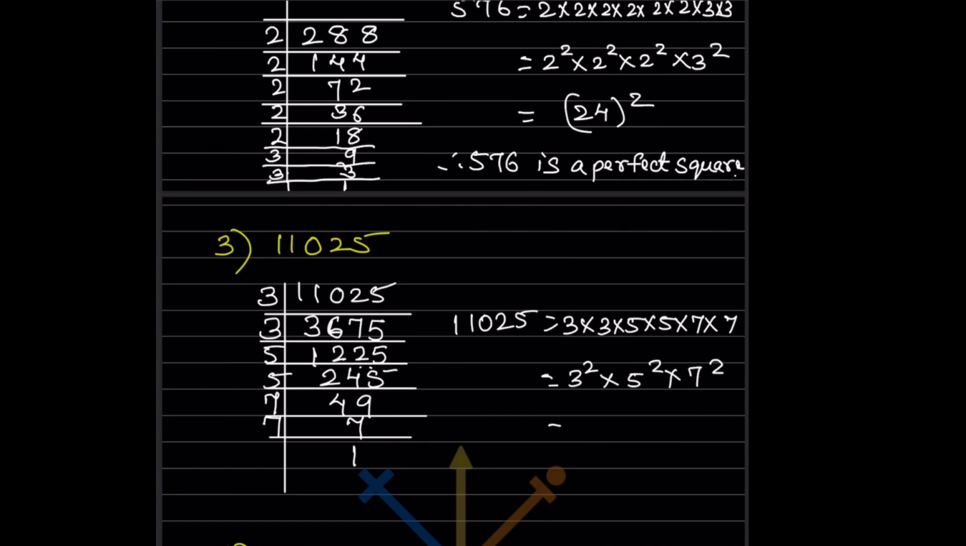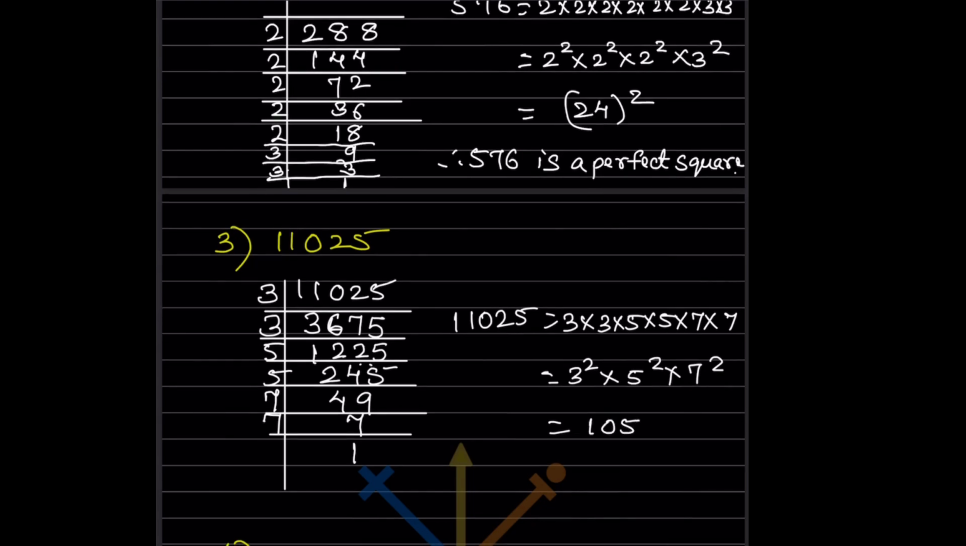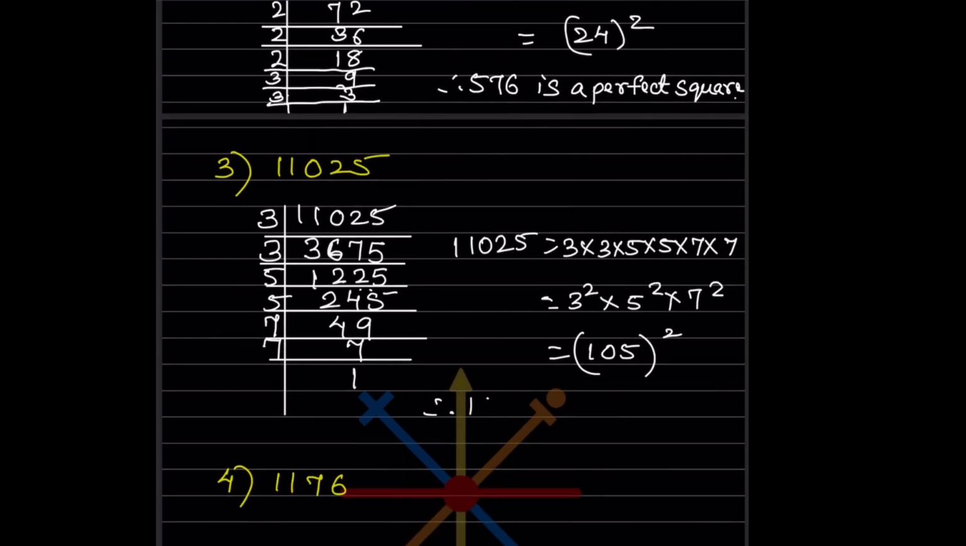They are in pairs. So now you can write this as 3 5s are 15, 15 7s are 105 square. So we can say therefore 11025 is a perfect square.